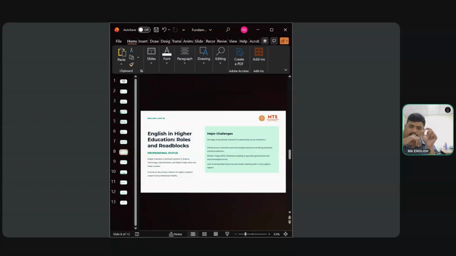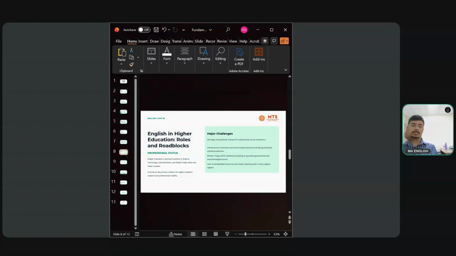English clearly plays a major role in Indian higher education. But there are very significant roadblocks that make its effective teaching extremely difficult. So let us start with the role. English holds a dominant and prestigious position in Indian higher education.